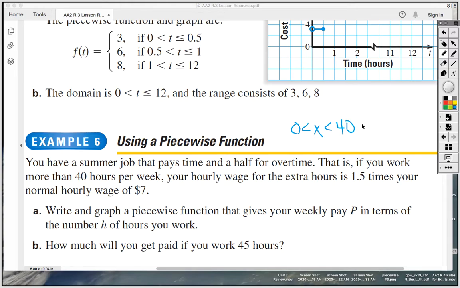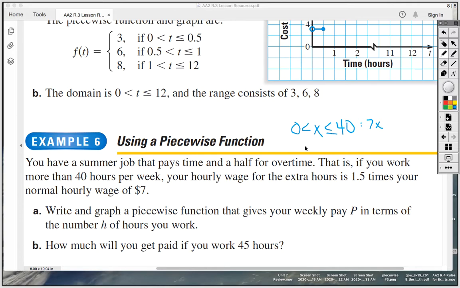So the word per can be replaced with the words for each. So are you going to be multiplying, or are you going to be dividing 7 times the number of hours? You're going to be multiplying. So you're going to use the equation 7 times x. So everything from 0, and it could be exactly equal to 40, you're going to use 7 times x.